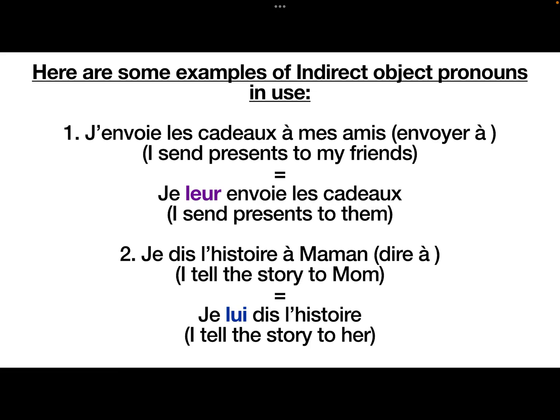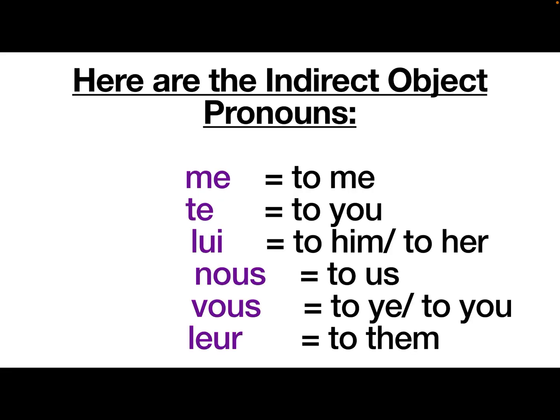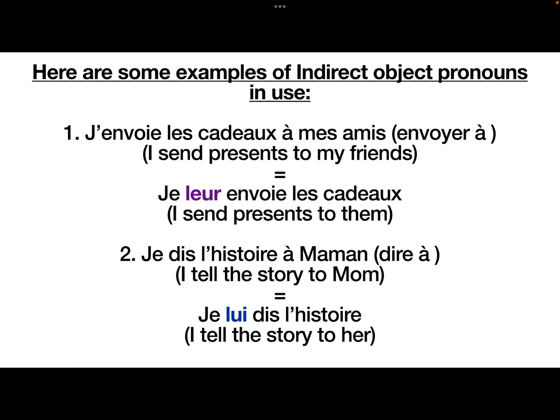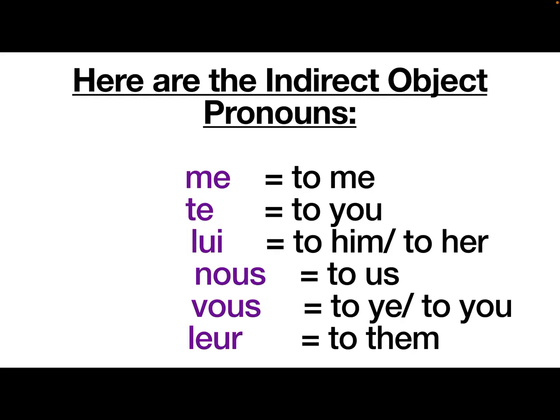So I'm replacing to my friends with to them. So instead of saying j'envoie les cadeaux à mes amis, I drop à mes amis. So I'm replacing à mes amis with leur. Okay? Because I want to say I send presents to them. And to them in French is leur. So if you're replacing à plus the name of people in French, it's an indirect object pronoun. I send presents to my friends. I send presents to them. They just put to them before the verb. And in French, to them is leur.